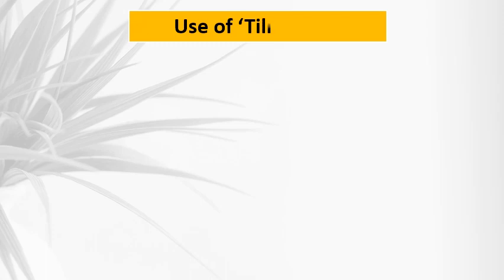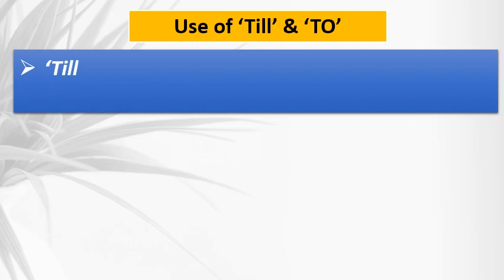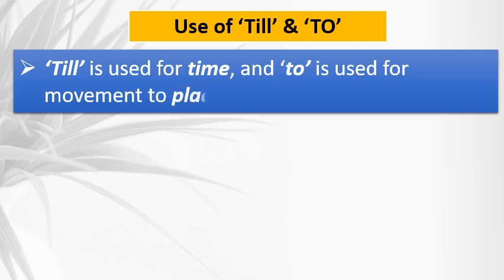So now let us see use of till and to. Preposition till is used for time and preposition to is used for movement to place. So what is the meaning of time here? Till indicates a specific or unspecific time or event up to the point. And what is the meaning of movement to place? See, movement to place means it indicates the movement from one place to another. So let us see few examples to clarify it.